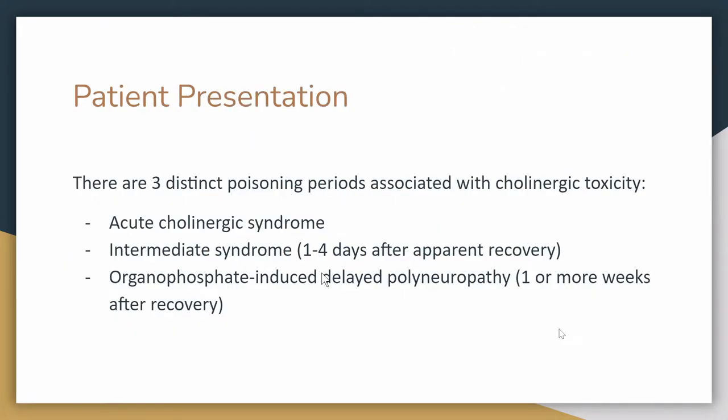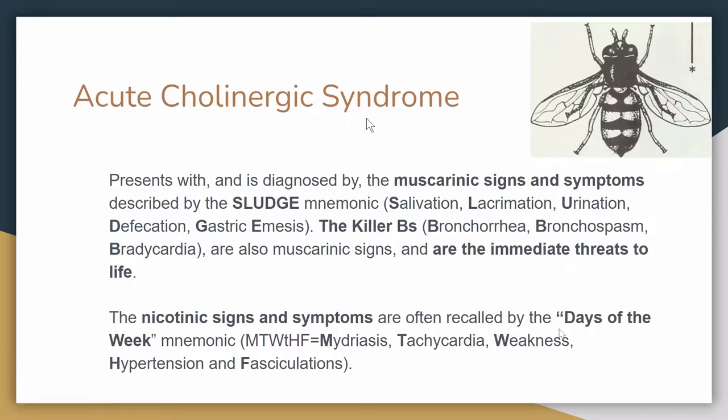So how do patients present? There are three distinct poisoning periods that we see in patients with cholinergic toxicity. Those are the acute cholinergic syndrome, the intermediate syndrome, and the organophosphate-induced delayed polyneuropathy. The acute cholinergic syndrome is everything that we think of when we think of cholinergic toxicity. Like we've already talked about, the SLUDGE symptoms and the days of the week symptoms and the killer Bs. So these are really sick people that just got exposed and they are very runny and have lots of secretions.